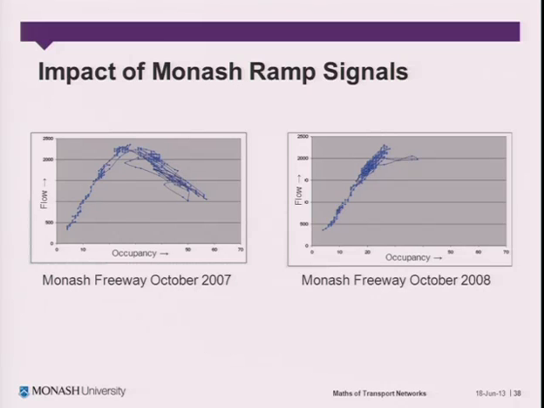So with the introduction of the ramp freeway signals, you have this increased flow with increased occupancy, and the occupancy gain beyond that level where the flow starts to decrease is prevented by the signals stopping additional cars arriving on the motorway. So essentially the motorway is performing much more of the time near its peak performance.